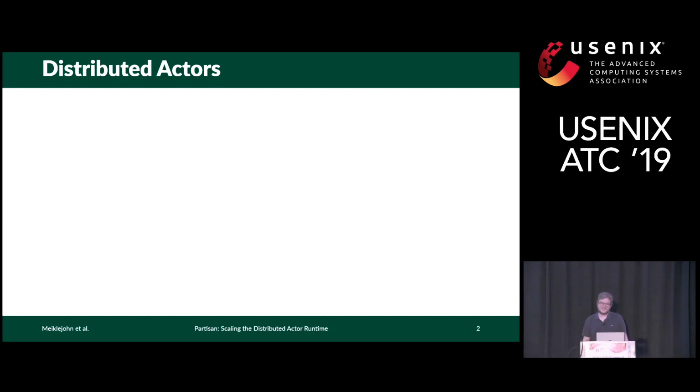Distributed actors have been used in a lot of highly scalable, highly concurrent applications. They have tremendous industry success. As I discovered yesterday during the poster session, not many people know that these programming languages even exist. So hopefully this talk will raise some awareness about that.